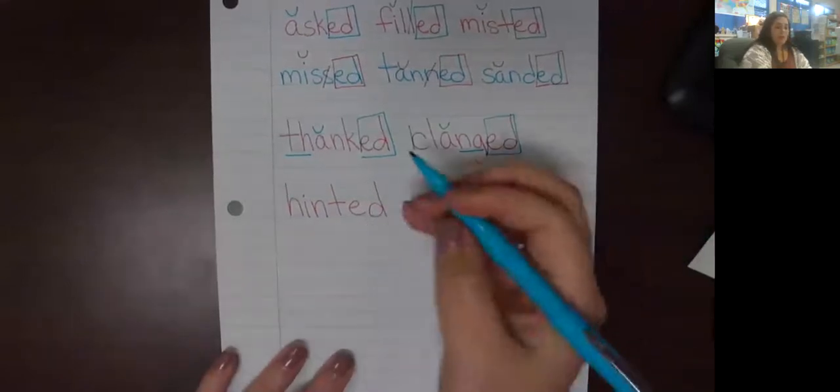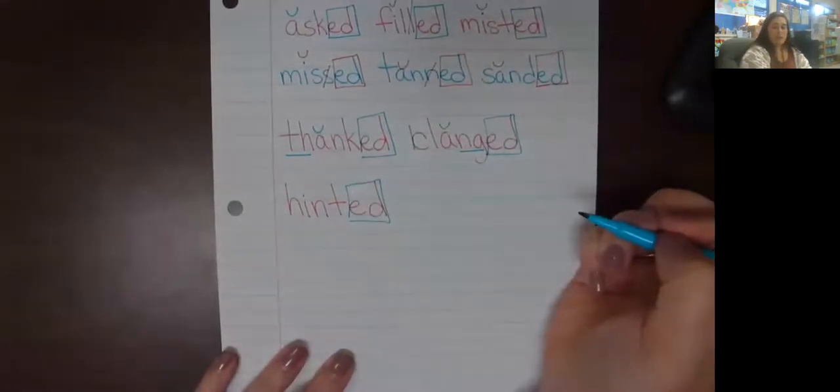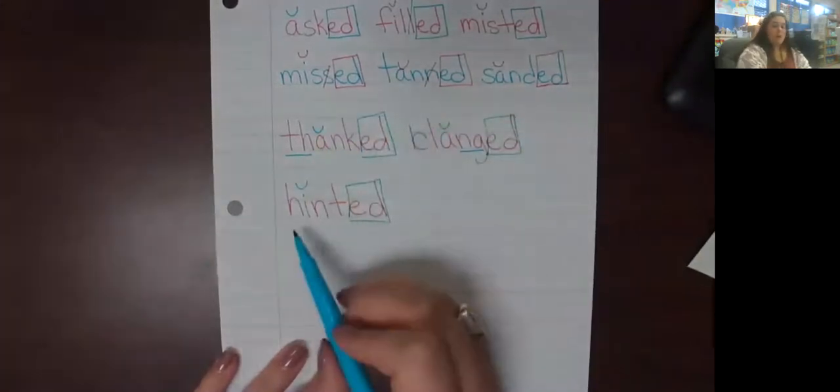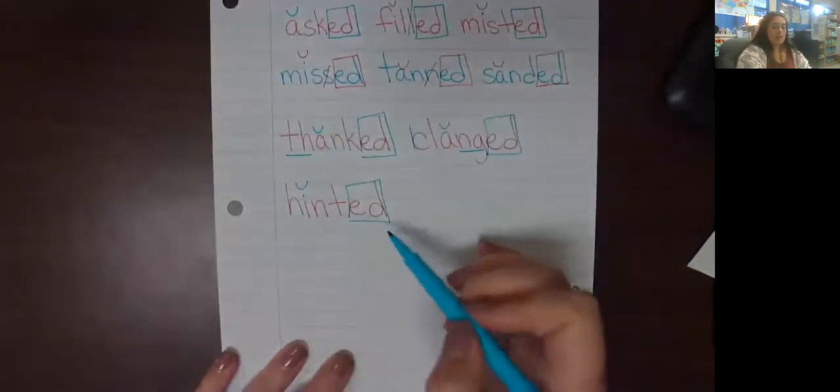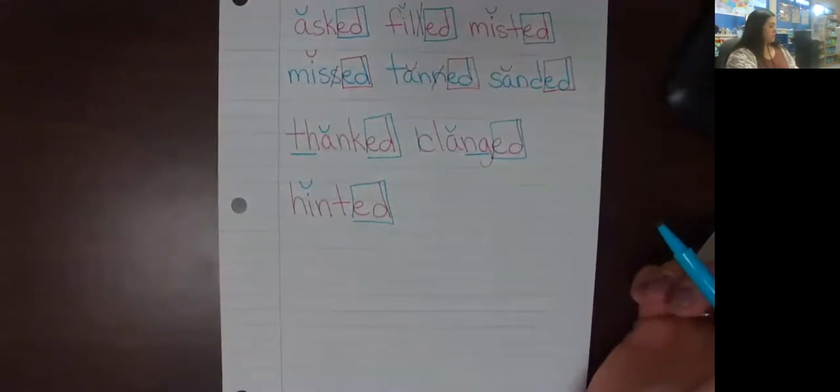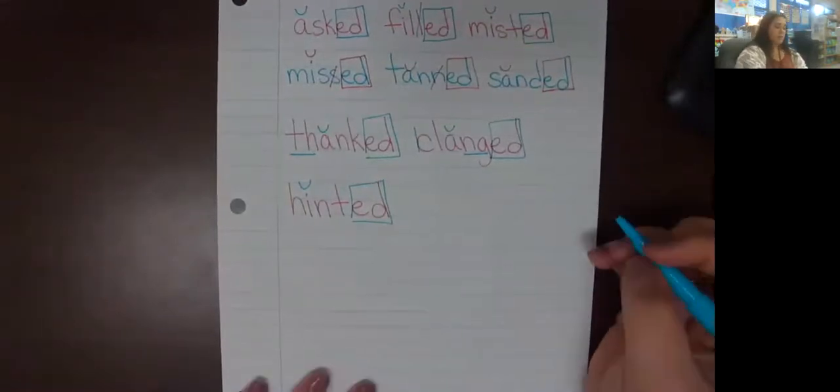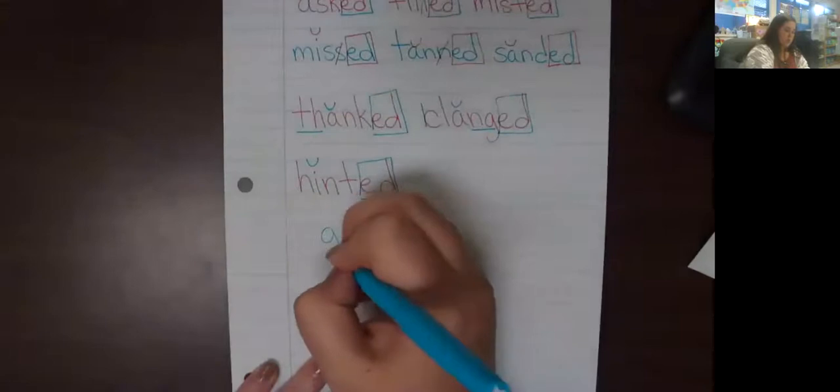All right, next one, suffix ed, we box it in, and the I gets a breve. Hinted. Okay. All right, then we're going to look at this here.